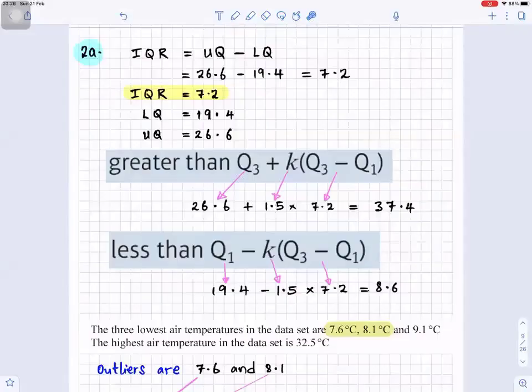And we do the same for anything less than Q1. Lower quartile is 19.4, k is 1.5, interquartile range is 7.2, and that gives us 8.6. So any number below 8.6 is an outlier. And since the three lowest temperatures are 7.6, 8.1, 9.1, outliers are the ones which are below 8.6. So 7.6 and 8.1 will be the outliers.